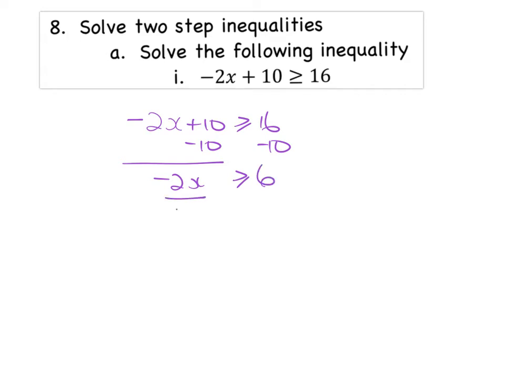Number 8, they would like us to solve the following inequality. So we have -2x plus 10 is more than or equal to 16. We would -10 from both sides, and we'll get that -2x is more than or equal to 6. We divide both sides by -2, and because we're dividing by a negative, we have to remember to change the direction of the sign. So we'll get that x is less than or equal to 3.